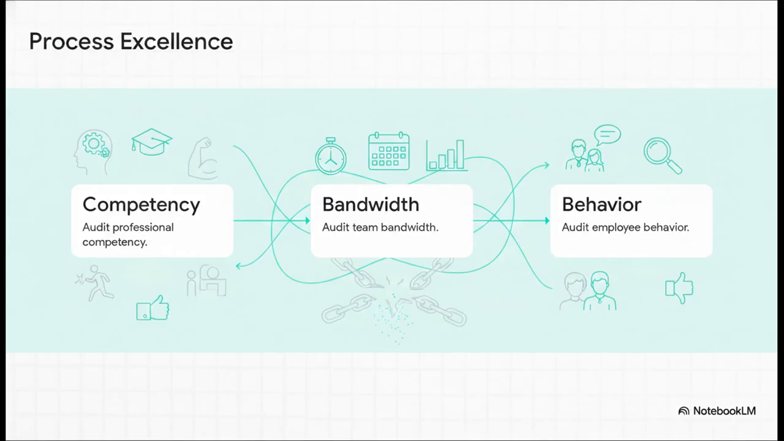So the crucial point is, how do we actually fix this? If we want to drive real process excellence, we have to follow these 3 steps. Number 1, audit the competency. Number 2, audit the bandwidth. And number 3, audit the behavior. We absolutely have to challenge auditors and managers alike to stop hiding behind missing documents and start having those tough, uncomfortable conversations about actual human performance and capacity.